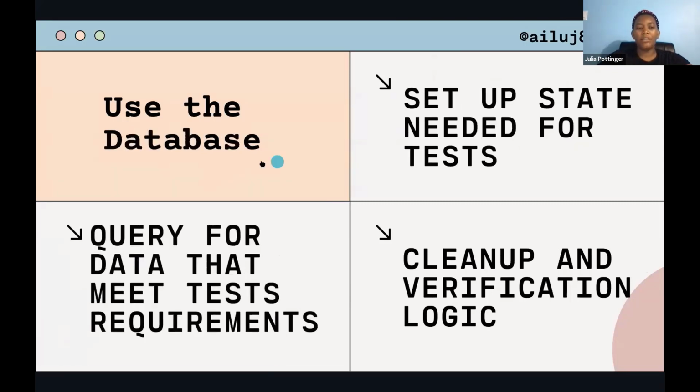The next step is to use the database. Now, in the same way that we talked about using the API layer to speed up the UI tests, we can also use the database. You can set up the state needed for your test, perform cleanup, verification logic, and with databases, you can query for data that meets specific criteria. In a particular project that I have been on, I have used database queries to find specific types of users that I needed for my test to execute in certain conditions.